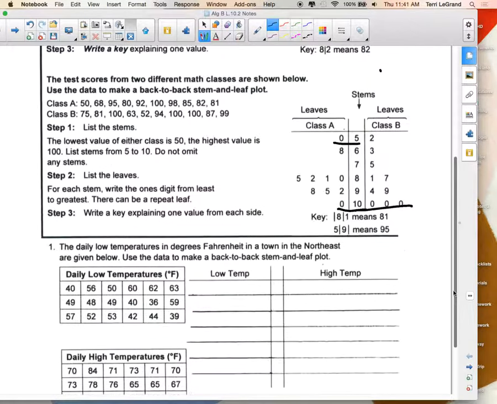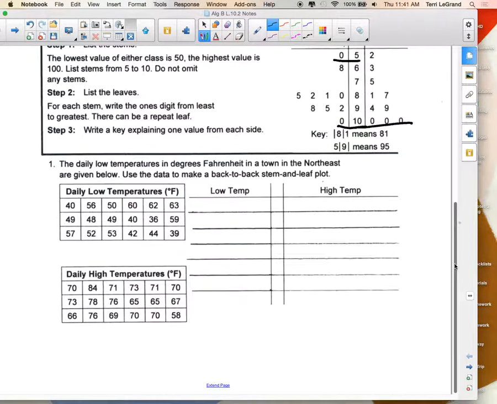Okay, so we also need to know how to read these stem and leaf plots. Let's do one together here. Looks like we're going to make a back-to-back one because we are going to compare the daily low temperatures in degrees Fahrenheit in a town in the Northeast to the daily high, apparently. It should also say daily high. I don't know why it doesn't, but it doesn't. So use the data to make a back-to-back stem and leaf plot because we have 2 different data sets here.